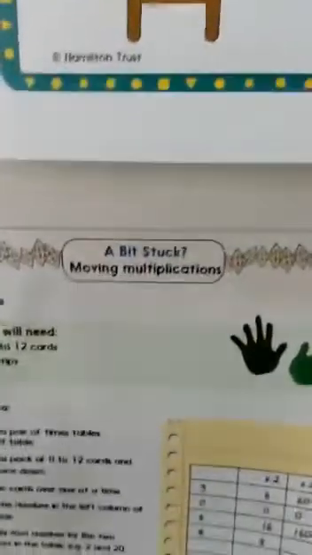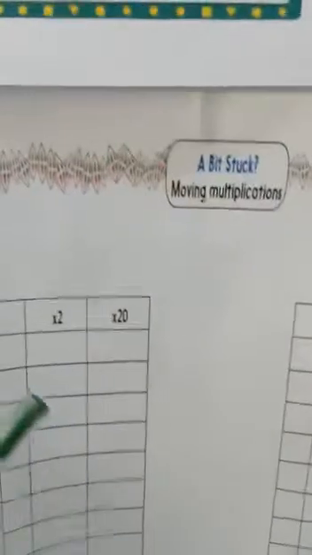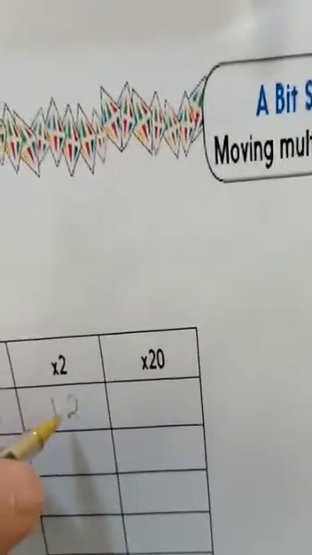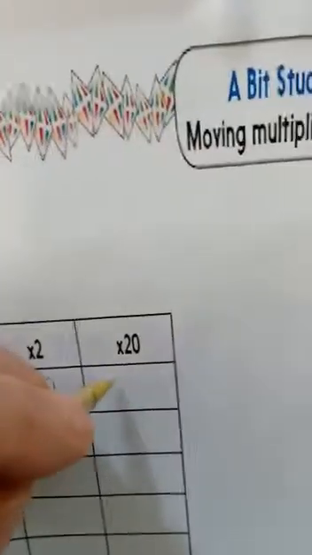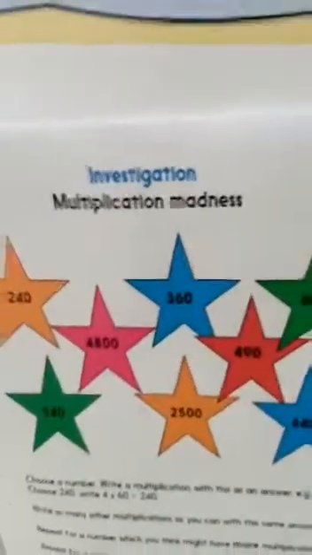If you're a little bit stuck, move to your multiplication sheet. Follow these instructions. And then all you've got to do is shuffle a pack of cards, and if you get 6 times 2, that is 12. 6 times 20 would be 10 times more than the previous answer. So 10 times more than 12 is 120. Easy peasy.